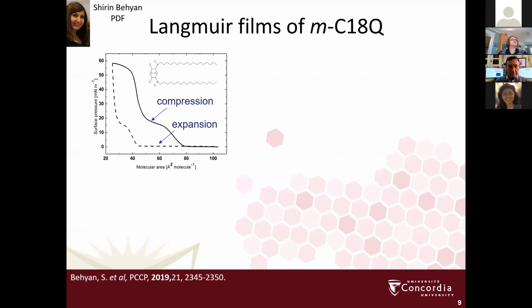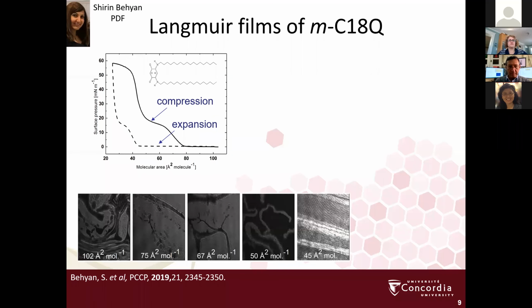So Shirin, a postdoc that we had in the lab a couple of years ago, looked at these with grazing incidence X-ray diffraction. So, reminder, these are the Brewster angle images that we're looking at. And we saw all of these striated domains forming all the way up, and including when we get into this, what appears to be a collapse area.